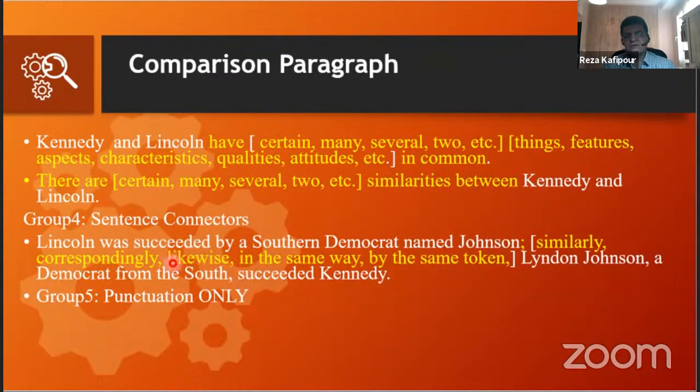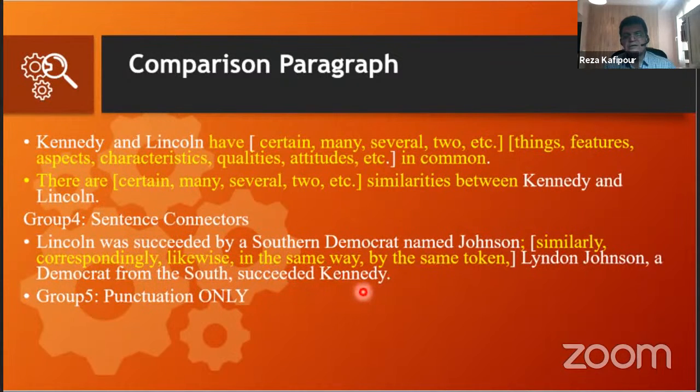So let's see how we can use it in an example sentence. Lincoln was succeeded by a Southern Democrat named Johnson. Before a sentence connector we have a semicolon, and after a sentence connector we need a comma, as we said in other types of paragraph. So semicolon, similarly, comma, Lyndon Johnson, a Democrat from the South, succeeded Kennedy.